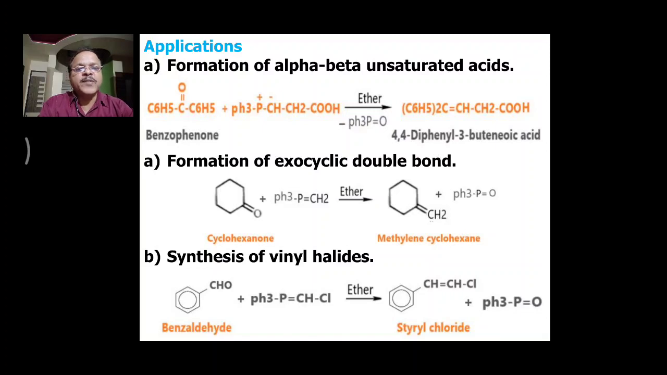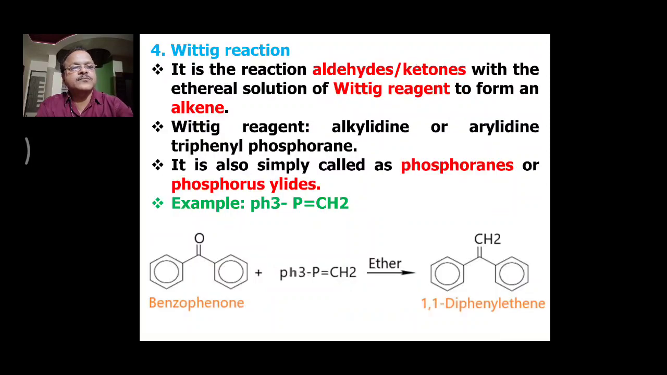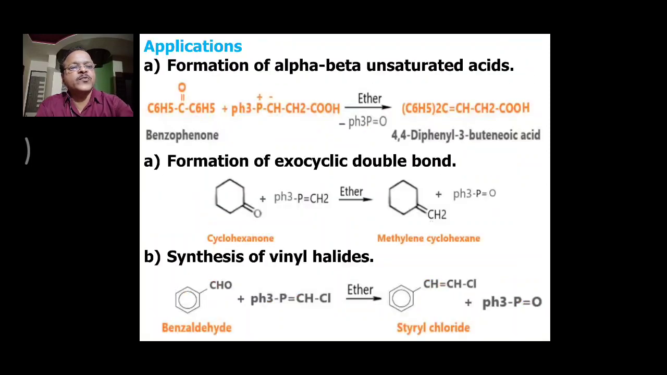Now let's see the applications of Wittig's reaction. The first application is formation of alpha beta unsaturated acids. Benzophenone, when treated with this phosphorus ylide in presence of ether, gives 4,4-diphenyl-3-butenoic acid.